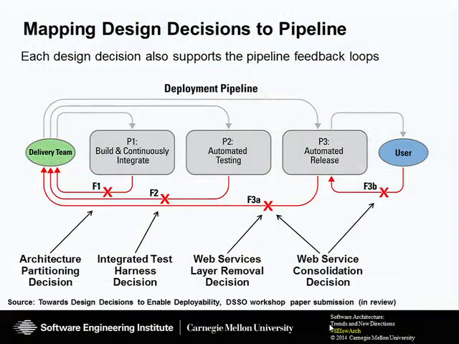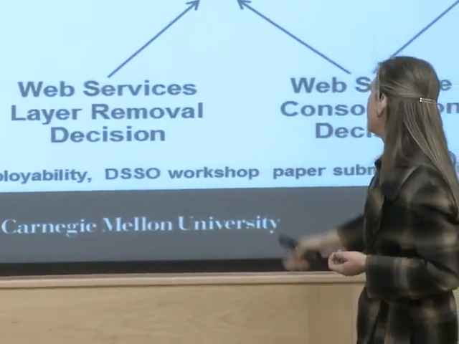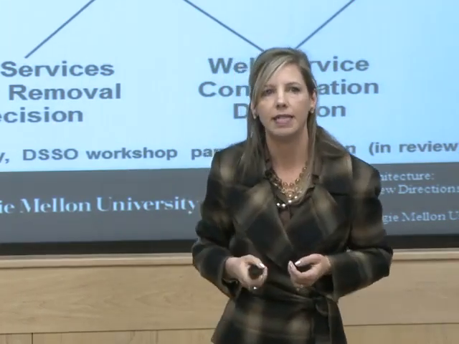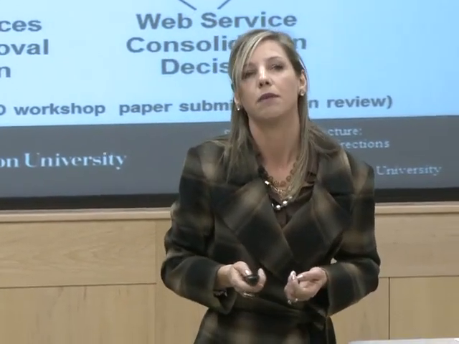So here again, we're going to map these design decisions to our pipeline. The first one, the architecture partitioning decision, this really enables the feedback loop between the build, continuous integration and build cycle, because then you can have reduced builds and keep that feedback loop going. The integrated test harness decision, this really supports the automated testing feedback cycle. You're able to test faster, you're able to test more, you're able to more quickly get that feedback to the team. And these 2 decisions support deployability, the ability to get the release out there so you can get all types of feedback on it.